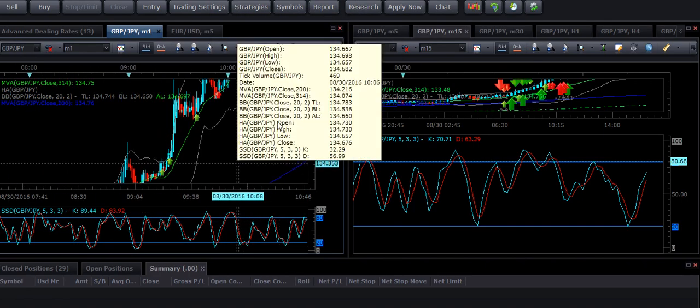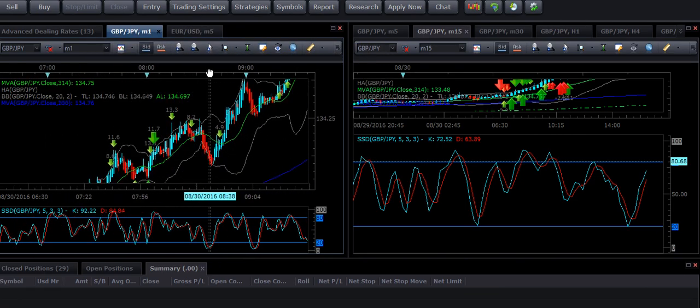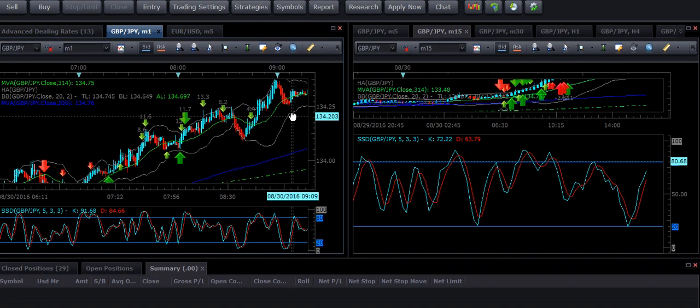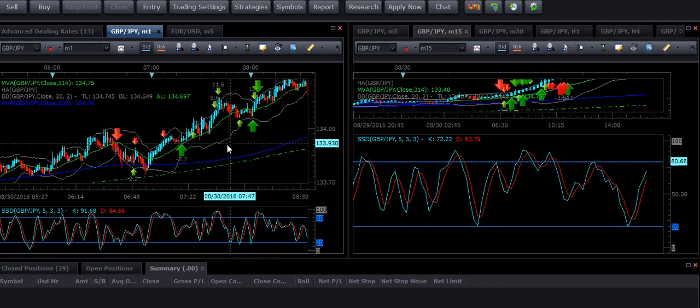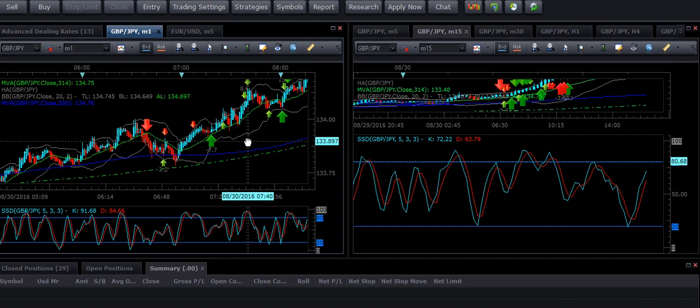So I'm trying to scan back here to this morning. I don't know if it's going to stay on this or if it's going to keep auto scrolling. I might have to just hold it. This should be an auto scroll. All right, we might have to come back to this side. This is the 1 minute pound yen.